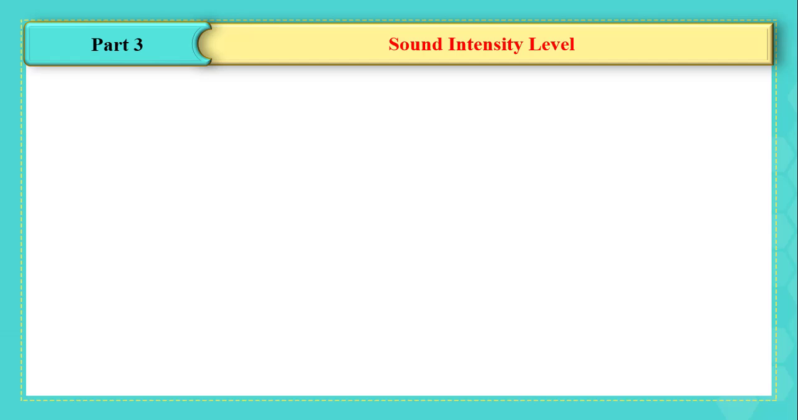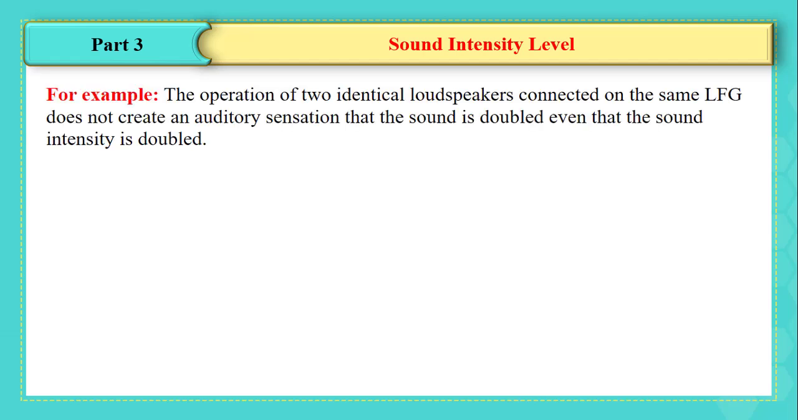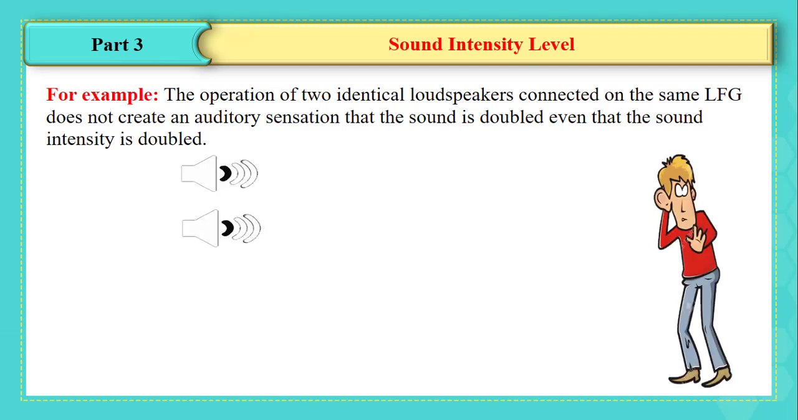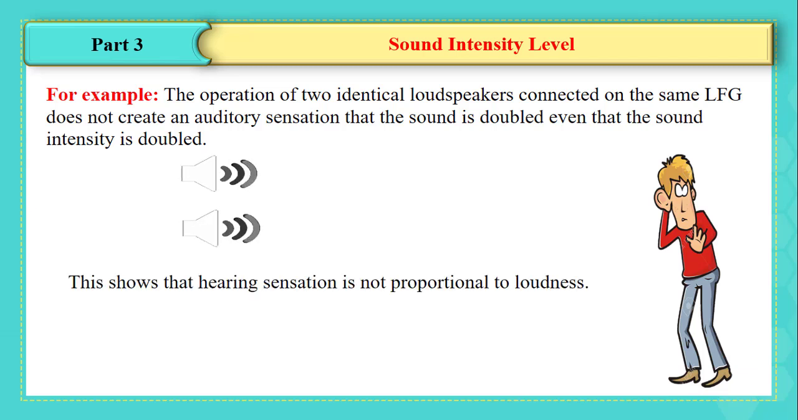We have previously defined the sound intensity, which explains the decrease in the sound when moving away from the source, but this physical quantity seems incapable of explaining the hearing sensation of a person. For example, the operation of two identical loudspeakers connected on the same LFG does not create an auditory sensation that the sound is doubled, even though the sound intensity is doubled. This shows that hearing sensation is not proportional to loudness.